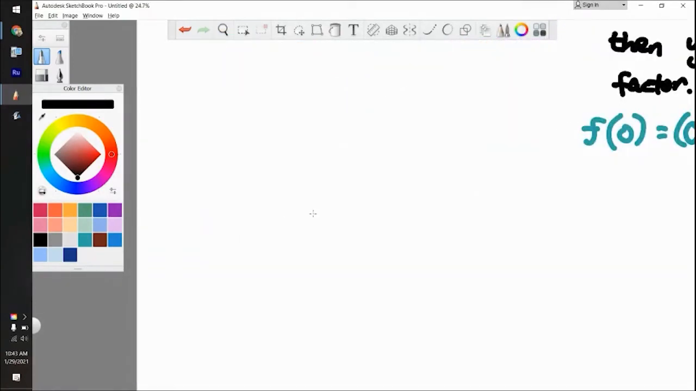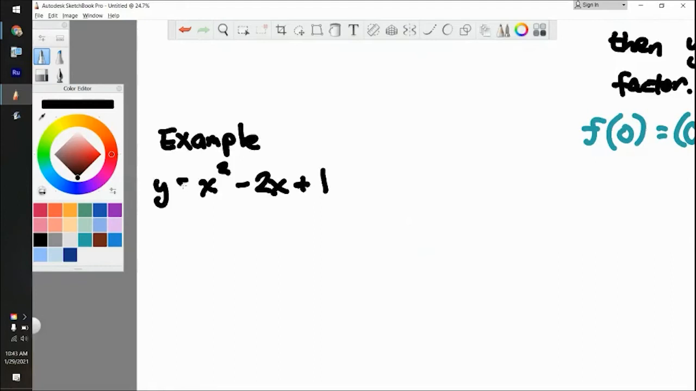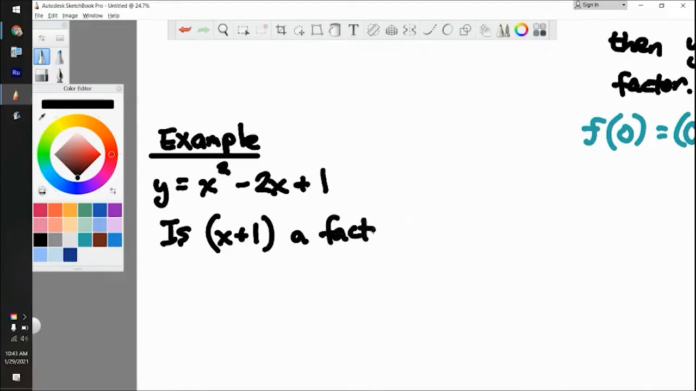So it would say something like this. And I'm going to make it look like the last problem we just did. So it says like, is x squared minus 2x plus 1, okay? So here, I'm going to write example on this. So here is some function. I'll just say y equals in front of it. Okay, and the question would be, is x plus 1, I don't know why I'm putting it in parentheses, you don't need to, but is this a factor of y?